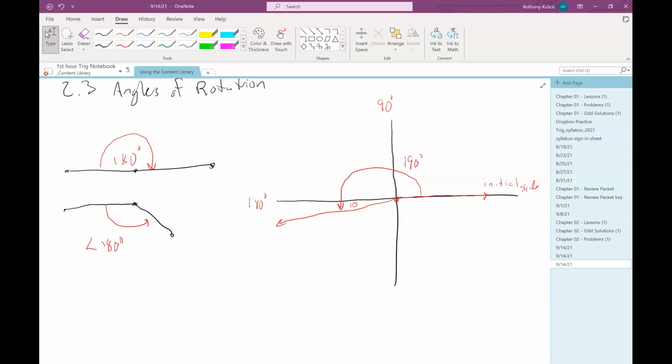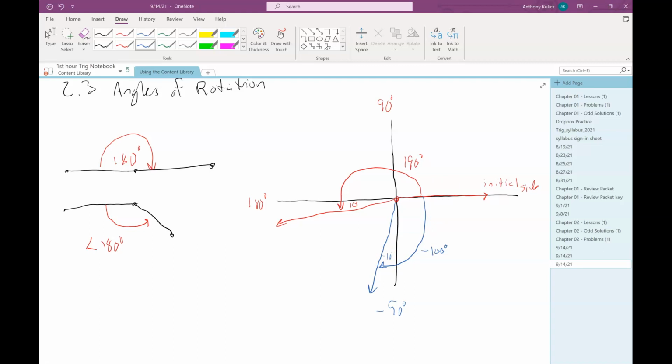We can also, using this convention, define a negative angle. So let's say that we wanted to talk about a negative 100 degree angle. We're going to define positive angles rotating counterclockwise, and we're going to define negative angles rotating clockwise. So again, one quadrant is 90 degrees, so this is like negative 90, and 10 more degrees is there, and that would be negative 100 degrees. So positive angles rotate counterclockwise, and negative angles rotate clockwise.